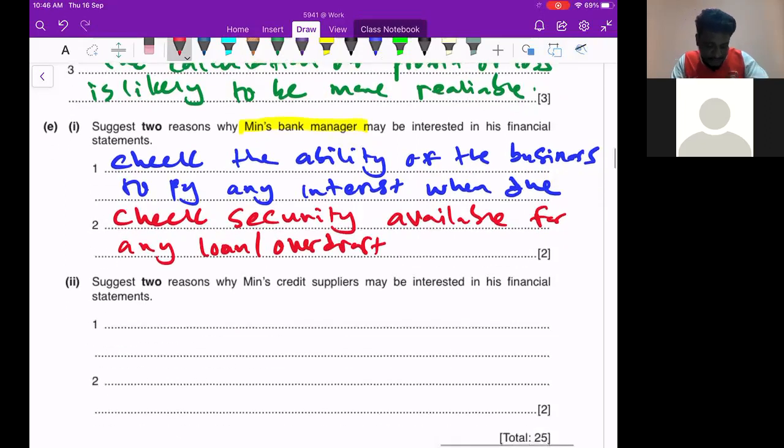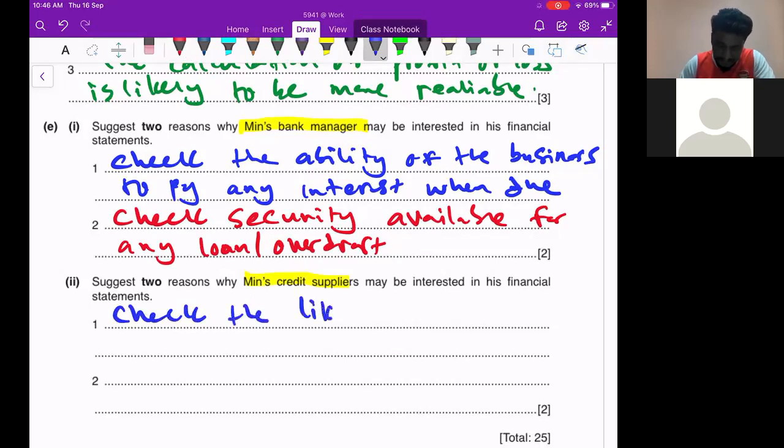Okay, next one is suggest 2 reasons why a credit supplier may be interested in the financial statement. Why does a supplier want to see my financial statement? Why does a supplier want to check my financial statement to check what? Check the likelihood of the account being paid.